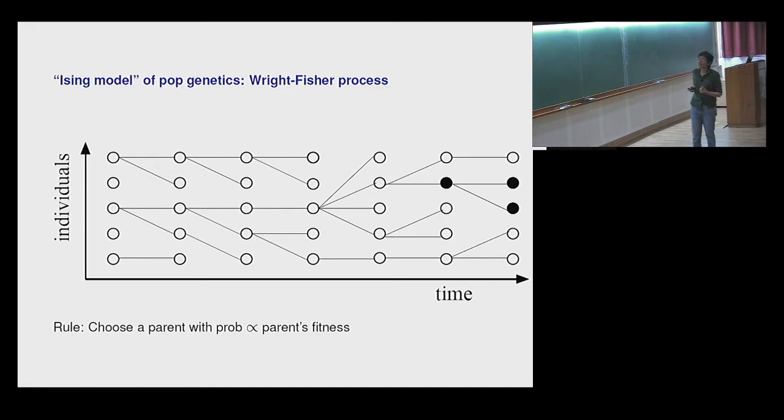So time is going forward, and some individuals have 0 offspring, some have 4 offspring, although all of them happen to have the same fitness. So this is the stochastic evolution. This population is doing its thing, and sometime a mutant appears.